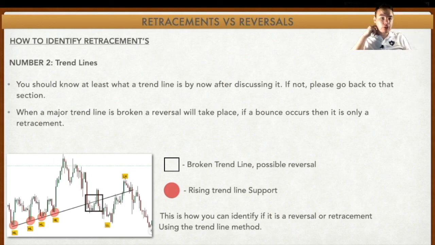Where that block is, that's the broken trend line, so a potential reversal. As you can see, price broke the trend line and formed the lower low, showing you that there's a potential reversal. Then price came back to retest the trend line, formed the lower high, and then it was a downtrend. So from an uptrend into a downtrend.